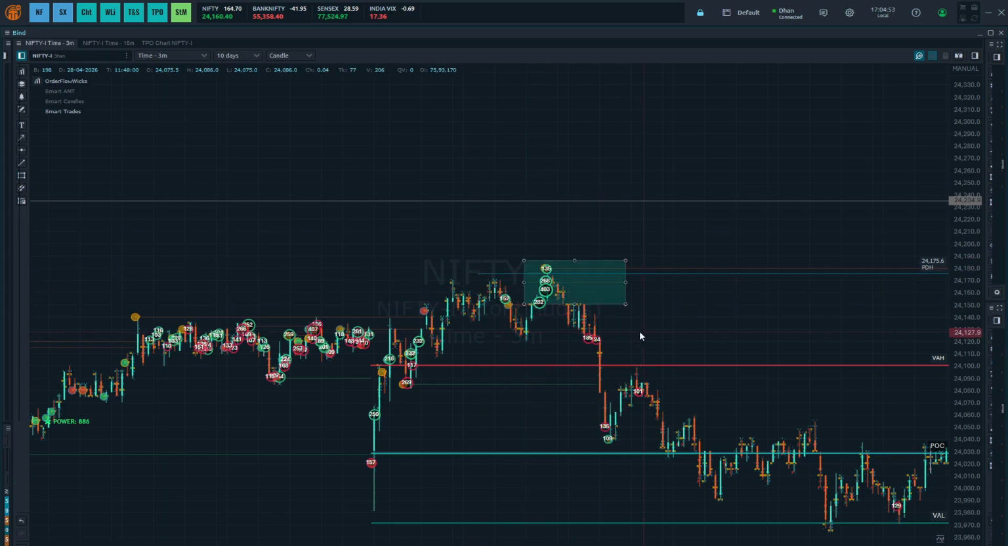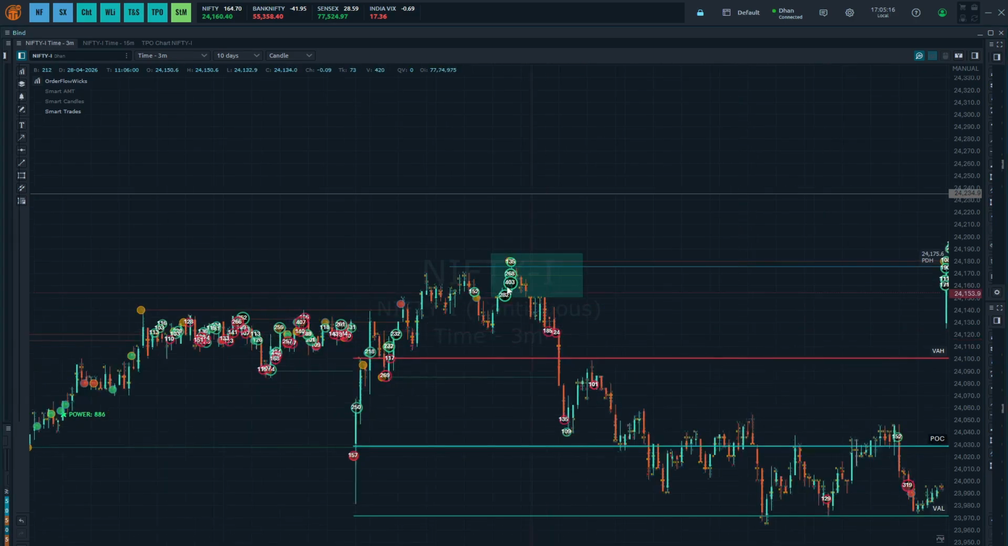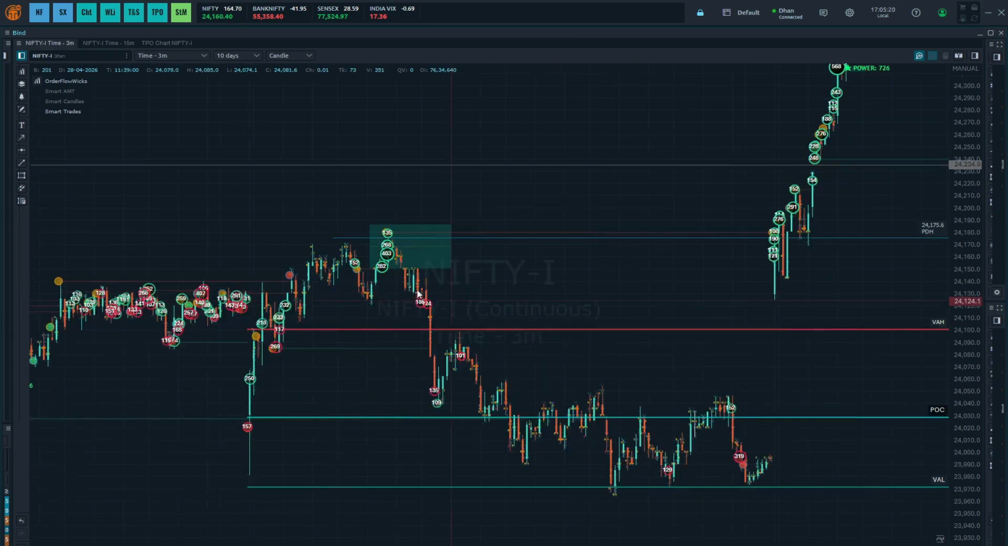If the buyers are not able to move this price in the upper direction, okay, then what will happen, these buyers will get liquidated, and then we will have a selling aggression. Then if you see here, we have a continuous move in the opposite direction. Okay, so this is the effort that has been made, but there is no result.